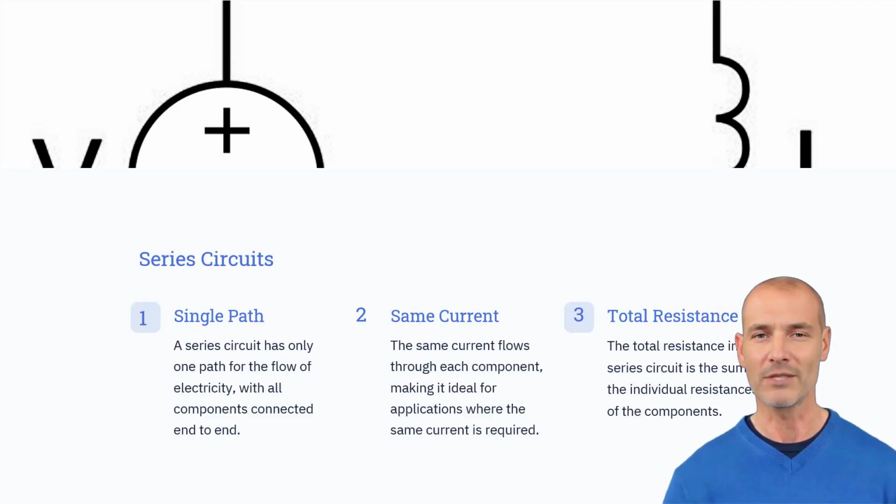In a series circuit, electricity flows along a single path through its components, carrying the same current throughout. The total resistance for the circuit is the sum of all individual resistances. We will now explore the benefits of series circuits.